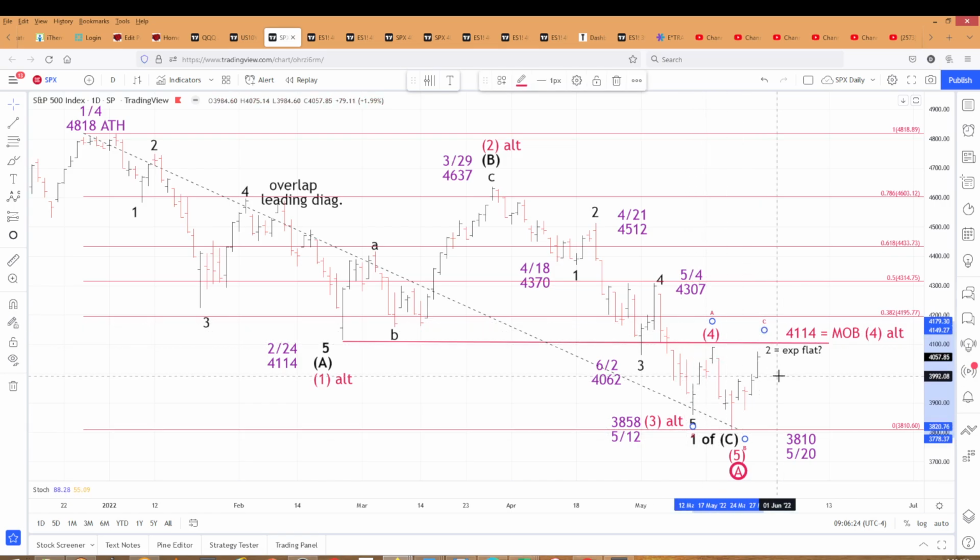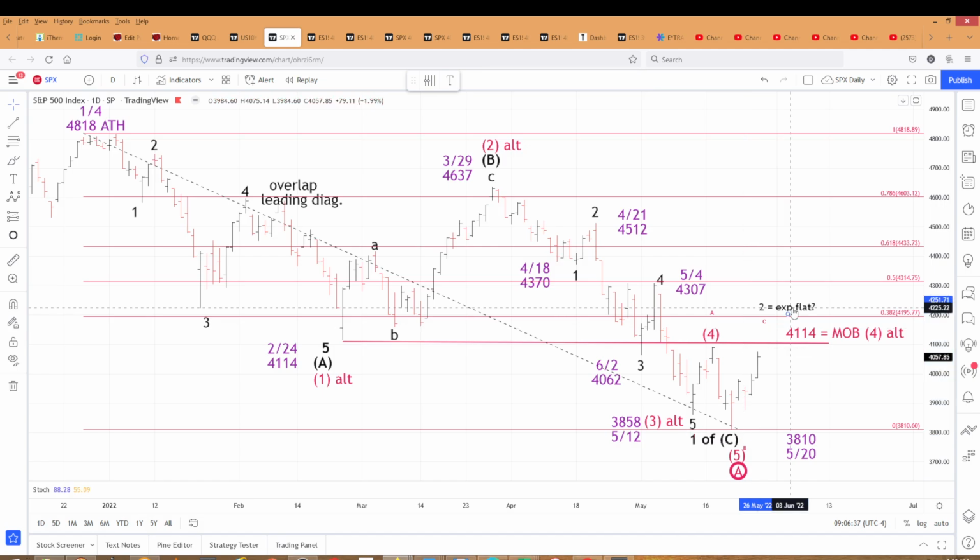So that could be 1 with the big dark black, and then A up, B down below the start of A, and C up above the end of A. That would be an expanded flat right there. So that would give us 1, and then A up, B down, C up for 2, and then 3, look out below. Okay, so that's the primary count with the expanded flat as a wave 2.